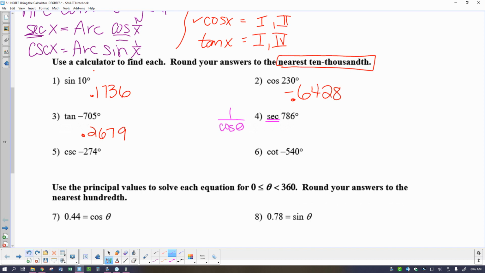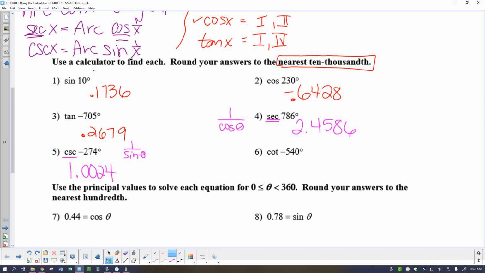All right, so again, what did we get? We got 2.4586 if we round correctly. All right, going to number 5. What are we typing in for this one? Oh, it's cosecant. So we should be thinking 1 over sine. So you're going to type in that same information. Make sure you put a negative 274, and you should get out 1.0024. Again, round correctly.